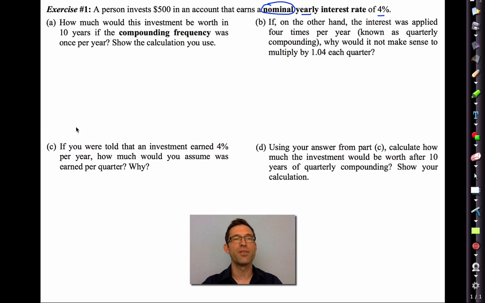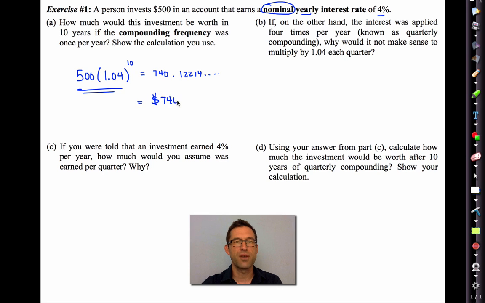All right, well, hopefully this is what you all said. I start with $500, and every year I get to multiply by 1.04, and I'm going to do it 10 times. So this is my calculation. And what that ends up being is 740.12214, etc. So after 10 years, that's worth $740.12.